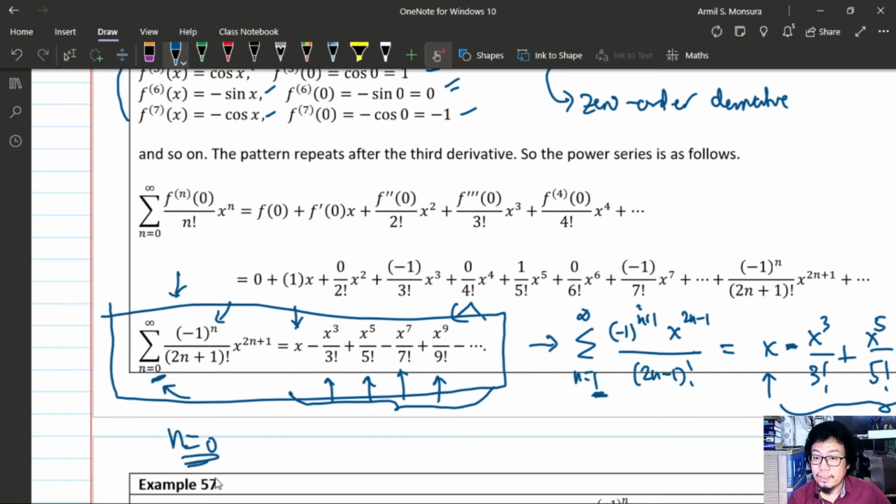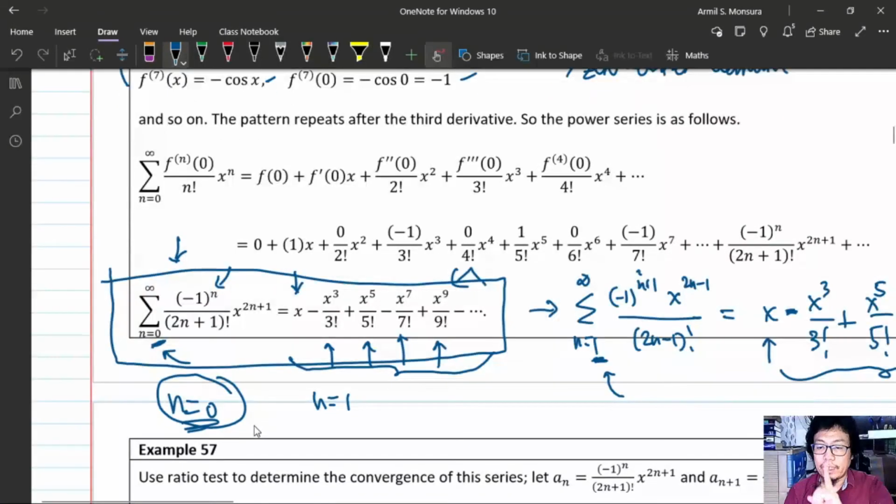Even if other starting points are possible, we would only start with other values of n, for example n equals 1, when starting at n equals 0 is impossible, such as when division by 0 would occur. So we prefer that your series would start at n equals 0.